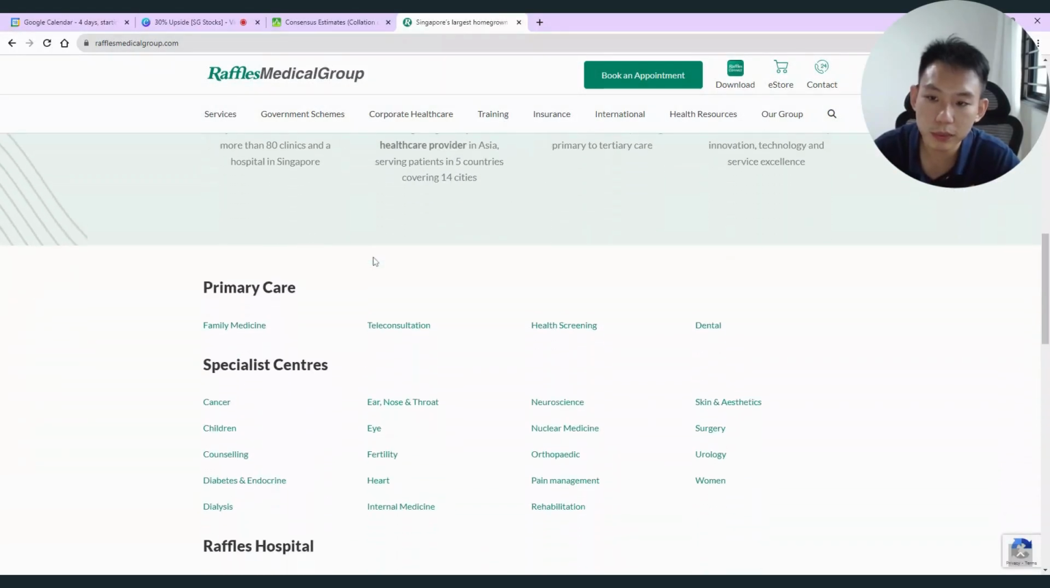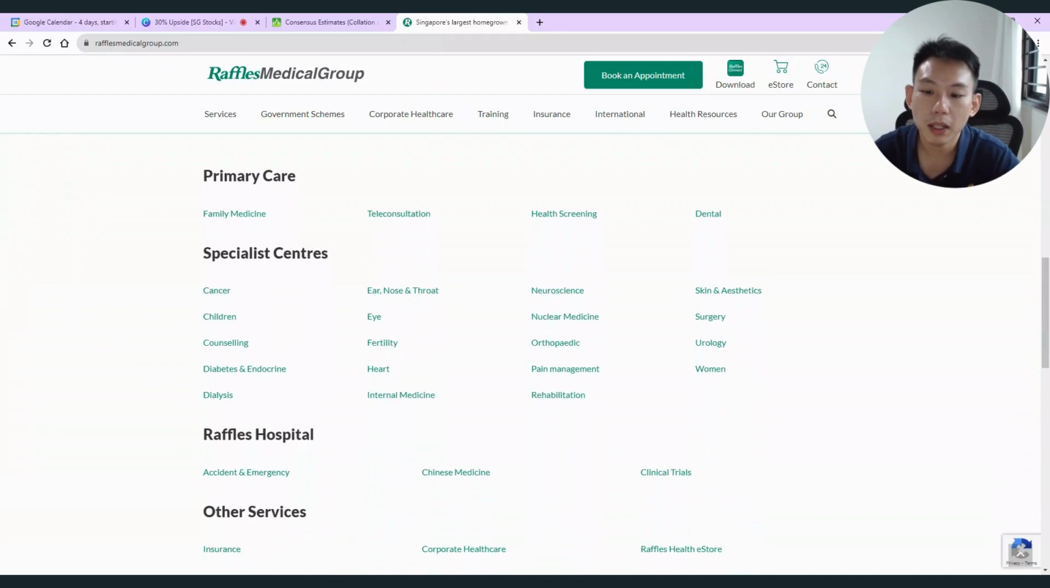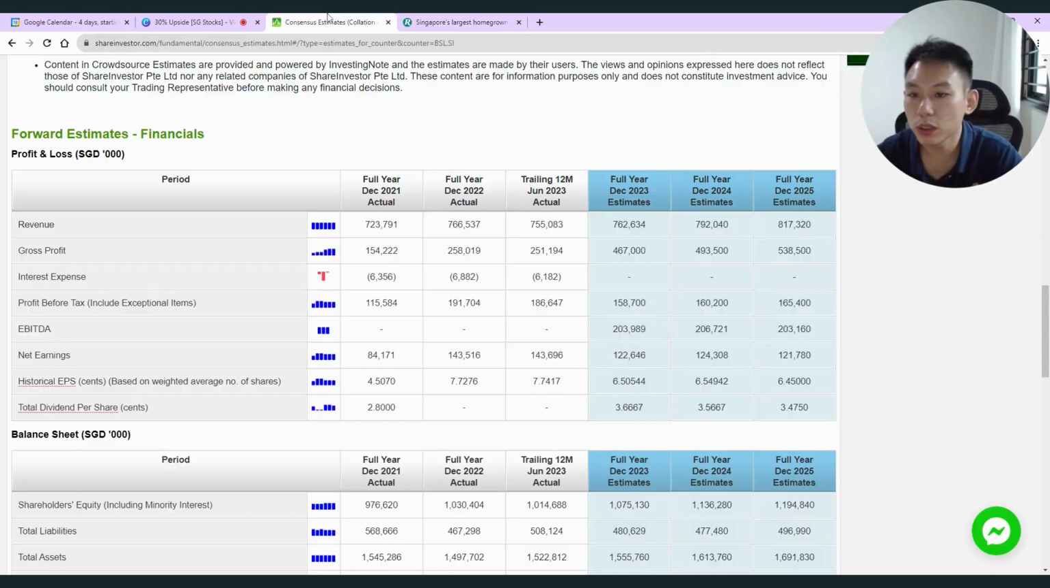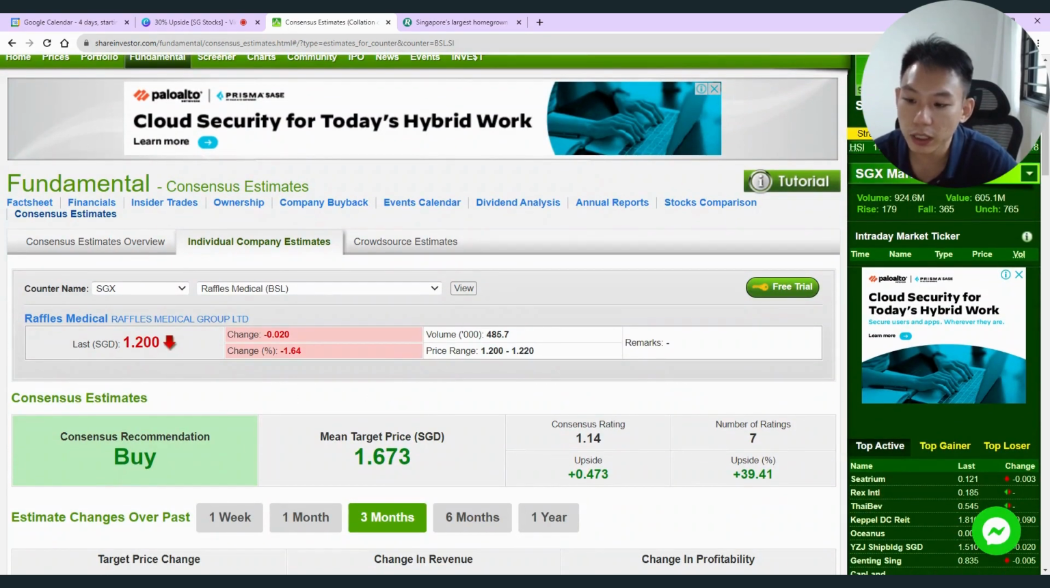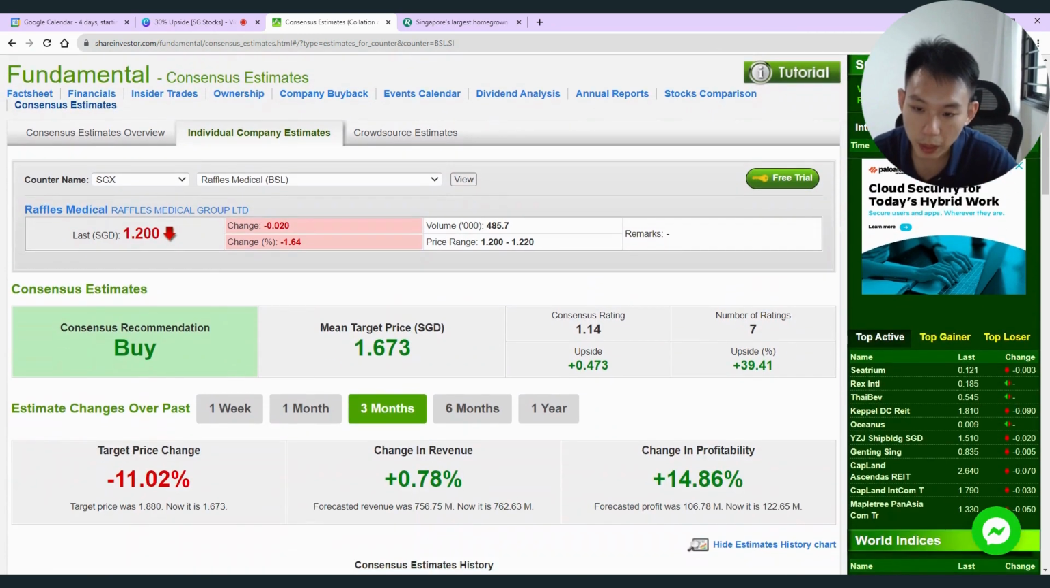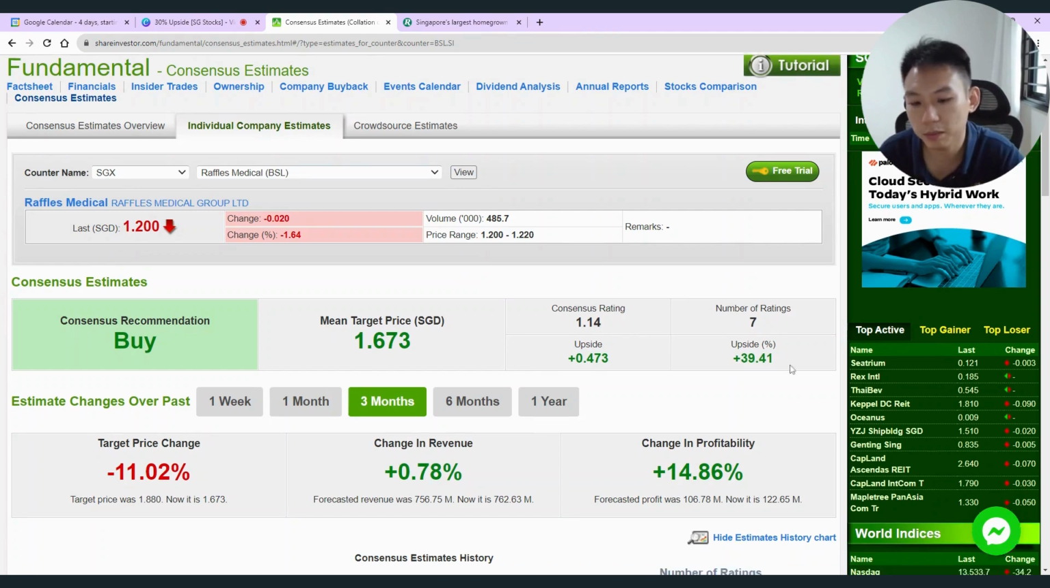So for Raffles Medical Group, if you want more information, you can check out their website. Other than the usual clinics that we see, they offer a wide range of healthcare solutions like primary care, specialist centers, and also their famous Raffles Hospital. Now moving on to the analyst consensus. For Raffles Medical, you can see that right now they're trading at $1.20. But analysts are giving a target price of $1.67 and a buy recommendation. Based on seven analysts, it is giving a potential upside of 39%.